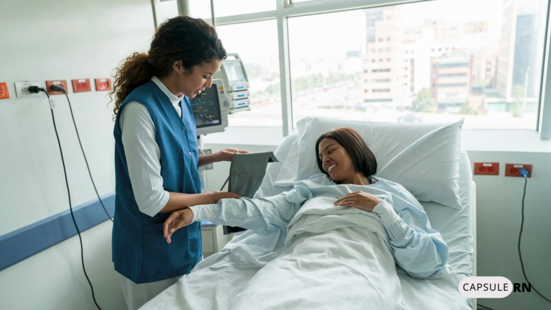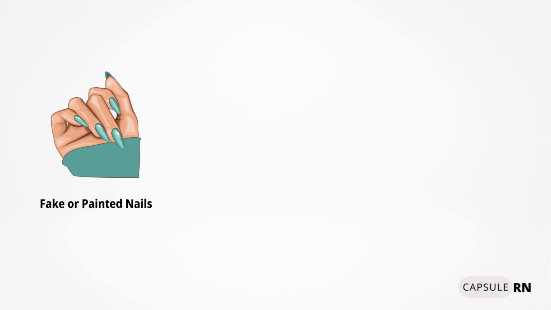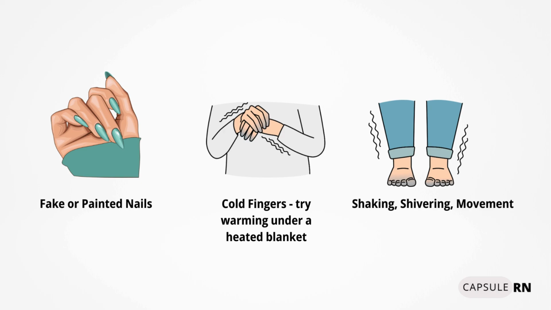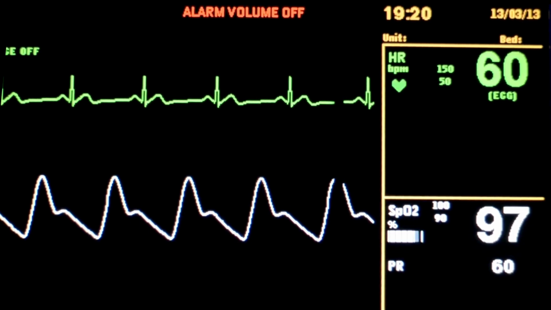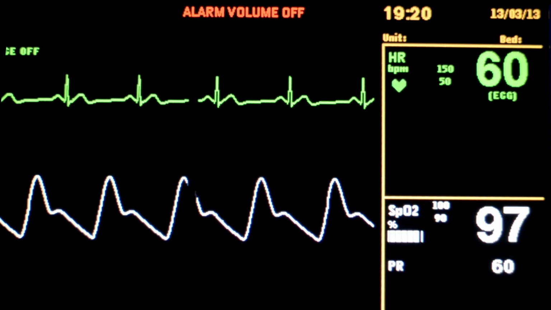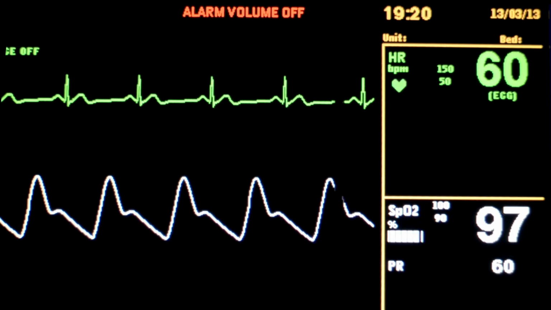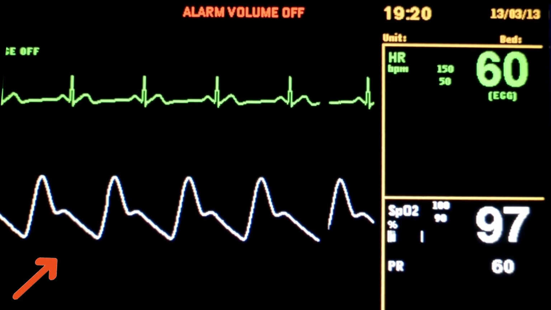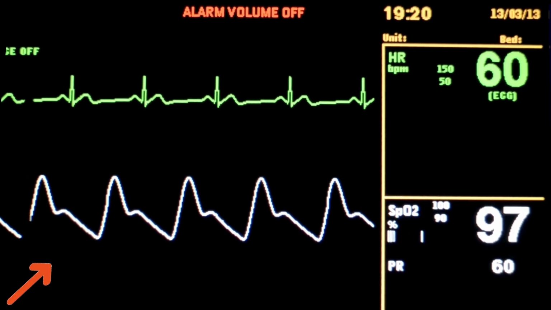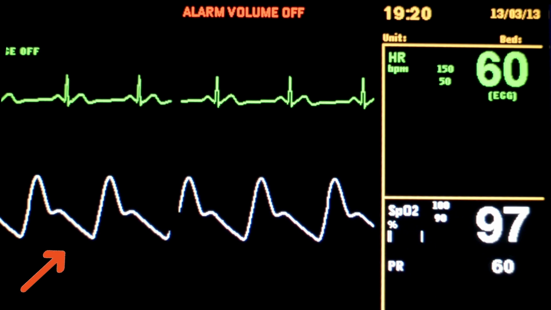inflating blood pressure cuff. Another thing you can check is to make sure your patient doesn't have fake or painted nails, cold fingers, or is moving or shaking about. All of these things can cause a falsely low SpO2 reading. Also check the waveform of your reading on the device or monitor, since the shape, height, and consistency of the waveform can help you determine if the reading is accurate, artifact, or a low perfusion issue. With an accurate reading, you will see a tall, well-defined, consistent waveform, such as the white line in this picture.